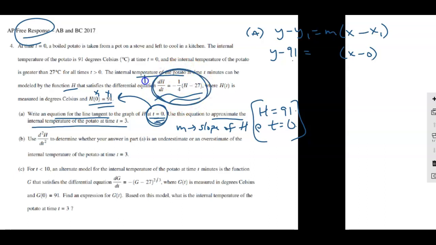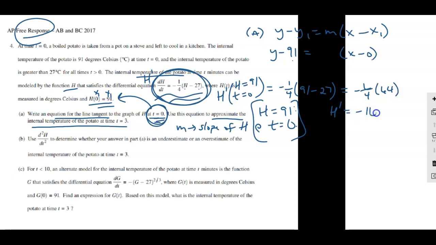Okay, so there's h prime, dh/dt. Let's take these two values, the 91 and the 0, and plug those in. So for h prime, we're going to plug in the 91 as h. If there were any t's, we'd plug them in for 0. Let's look at it. We'd have a negative 1/4. We don't even need the t value. I just need h minus 27. And then 91 minus 27, a quick little arithmetic, ends up being 64. And then 64 divided by 4. So the h prime at that moment is going to end up being negative 16.